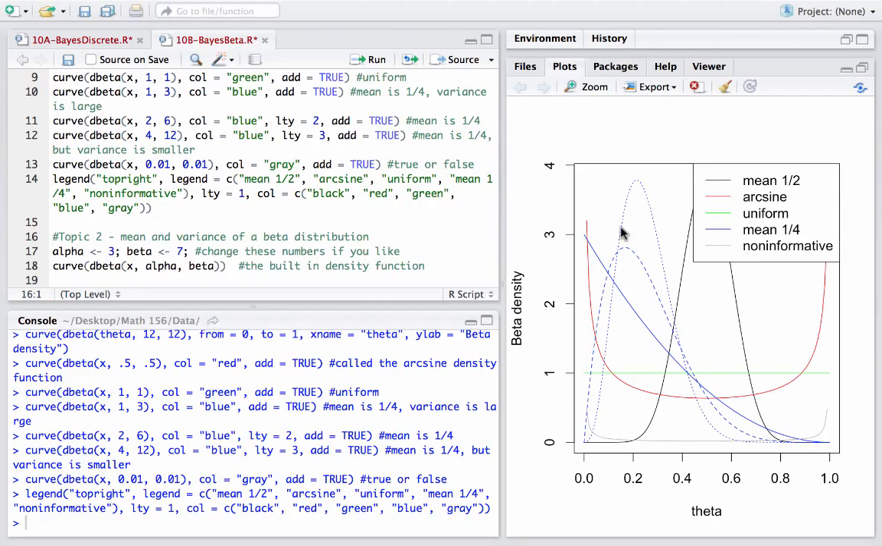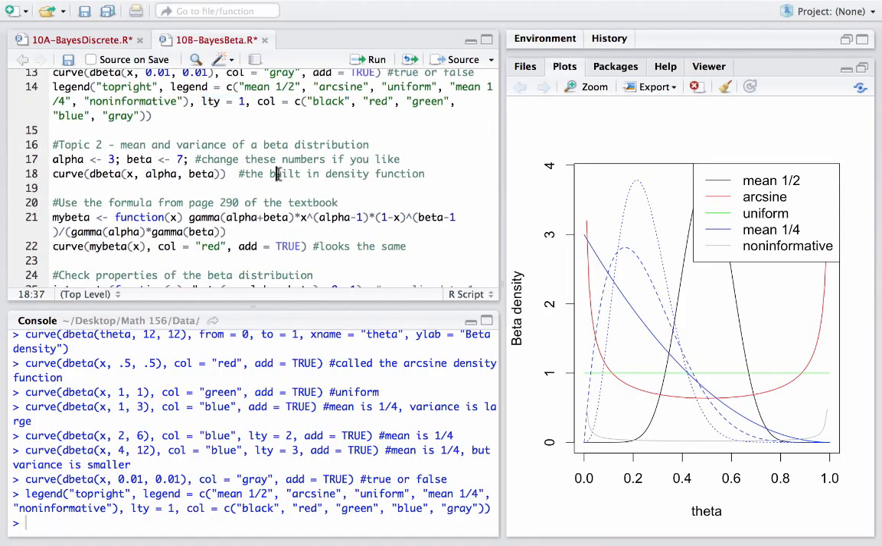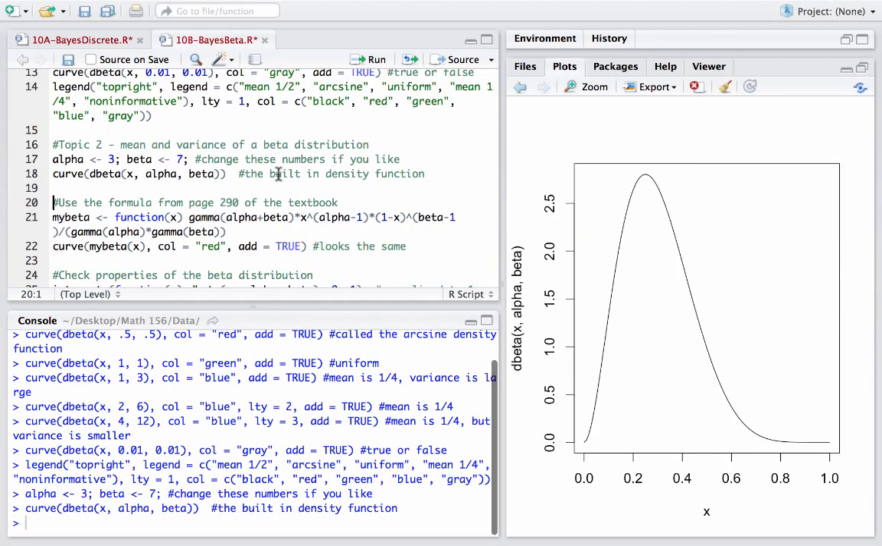And then the legend function I explained in the last script, but I noticed that I forgot to mention the LTY. So this is line type equals 1, and that's what makes the lines here be these nice sort of unbroken solid lines. Okay, so now let's clear out this mess on the right and just pick one beta distribution with alpha 3, beta 7.